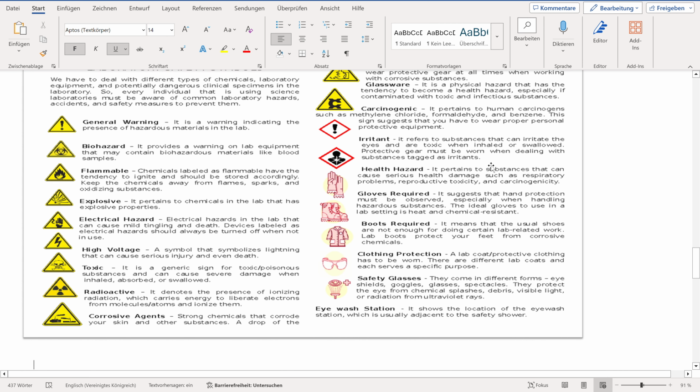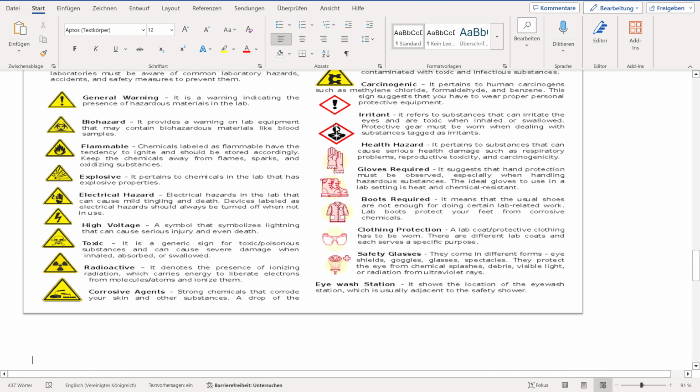Okay, then we move on to the next safety symbol that I have here. You can see this one I'm encircling right now. It shows the presence of a health hazard. It pertains to substances that can cause serious health damage, such as respiratory problems, reproductive toxicity, and carcinogenicity. So whenever you see chemicals tagged with this laboratory safety symbol, you should be careful when handling them.